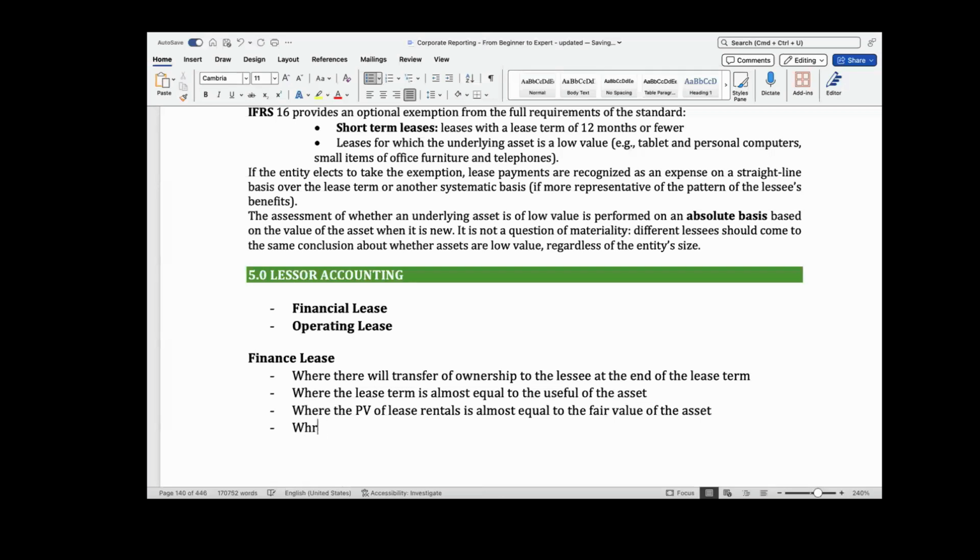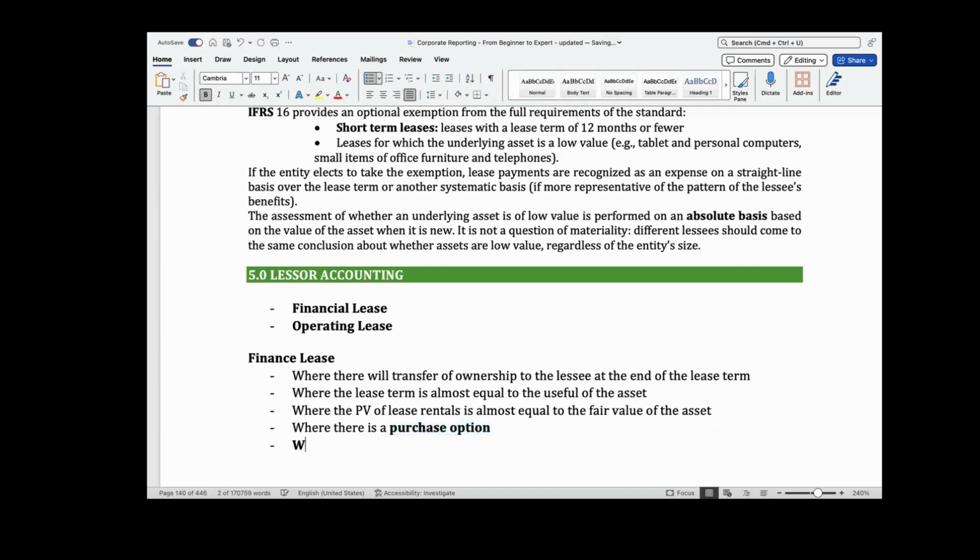Another one is where there is a purchase option available to the lessee. When we say purchase option, we are talking about an option available for the lessee to buy the asset at a very small, inconsequential amount at the end of the lease term. When such is available, that shows that the lessor knows that the asset is not coming back. He has transferred the risk and reward.